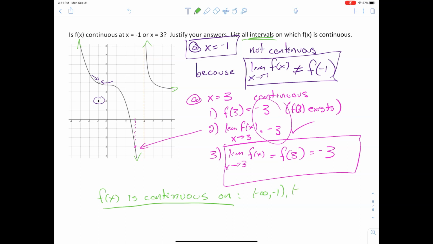So I'm going to exclude -1, but I'm going to pick it up right afterwards. I'm not going to include 4, and then I'm going to go from 4 to infinity, as there are no more holes or gaps in the function. There we go. There's a complete list of intervals on which that is continuous.